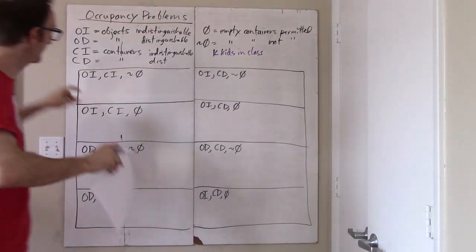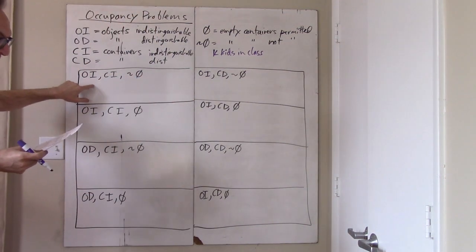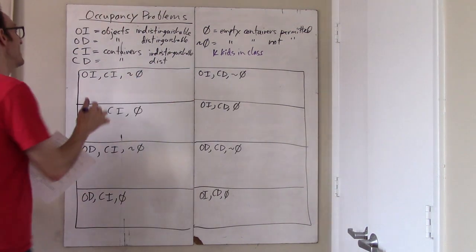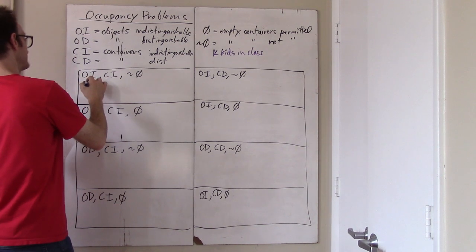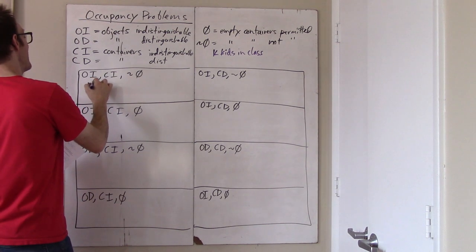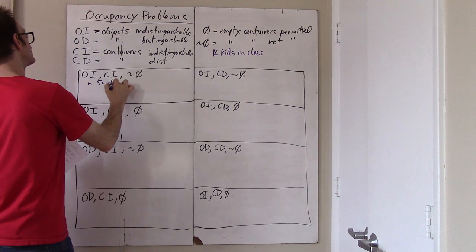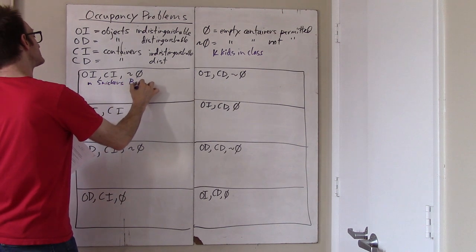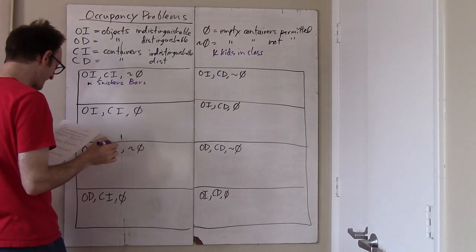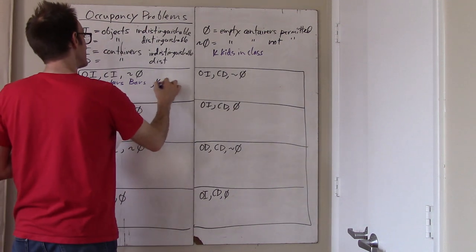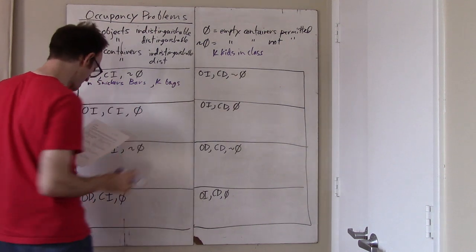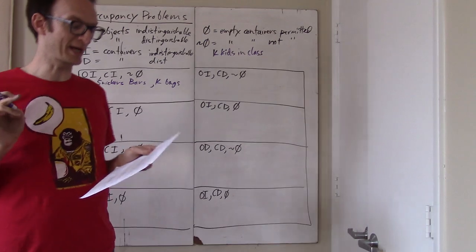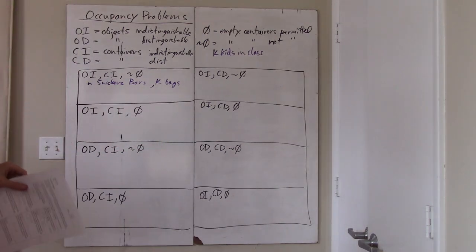Okay, so the very first question says, suppose you're a cafeteria worker and you have N Snickers bars, and you have K bags. And these K bags are to be sent to a kindergarten classroom where no bag can be empty.